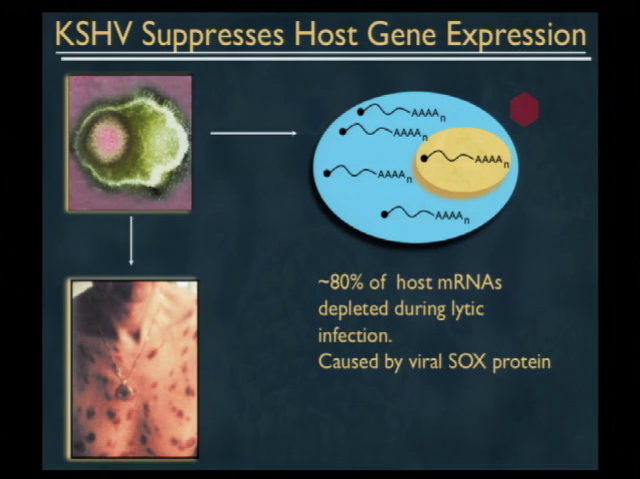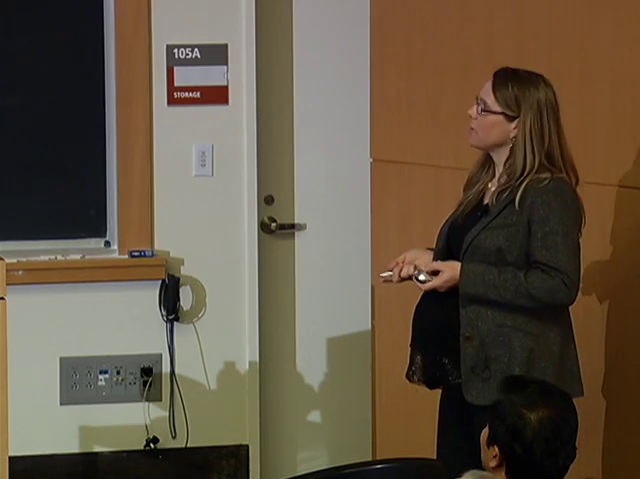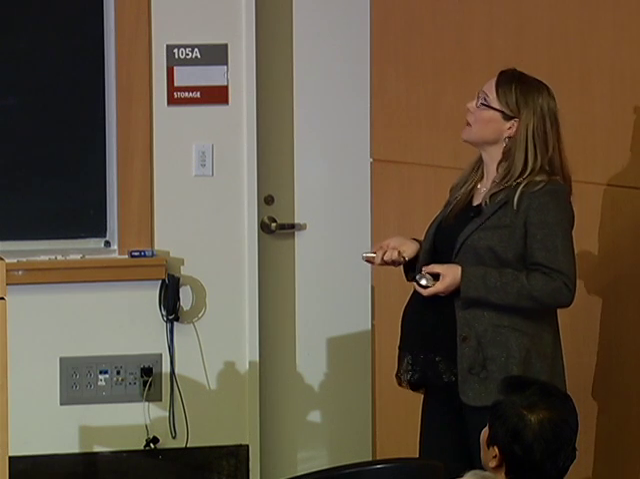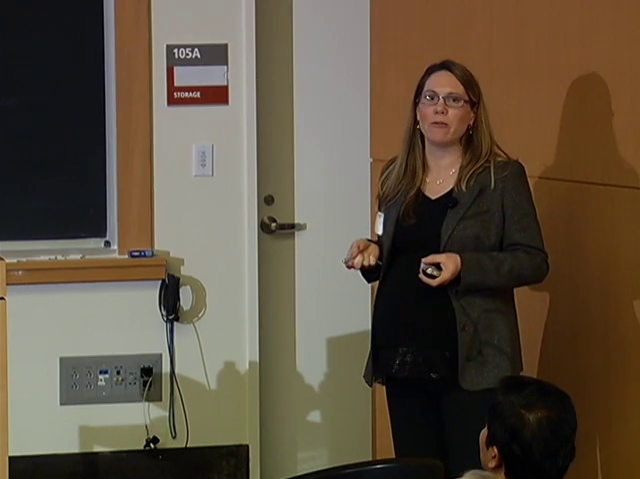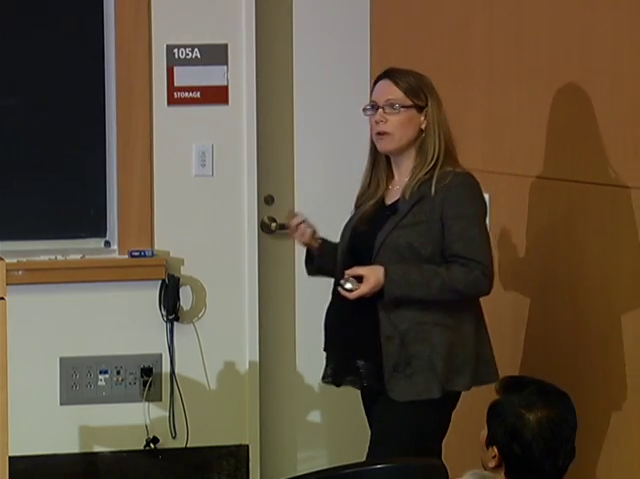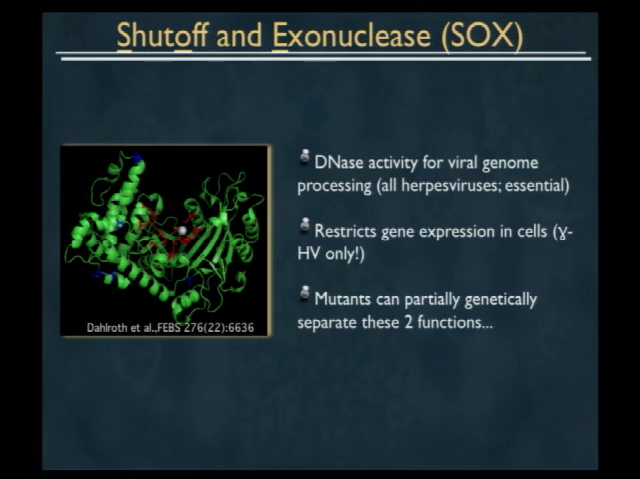And one of the reasons that we study it is that during lytic infection with KSHV or other gamma herpes viruses like Epstein-Barr virus or murine relatives of these viruses, their lytic infection promotes a very prominent destruction of messenger RNAs in cells. So in fact, the vast majority of host messenger RNAs are downregulated during infection. And what we've shown is that this is primarily carried out by a single viral protein called SOX. So SOX stands for Shutoff and Exonuclease, and that's because this protein is bifunctional.